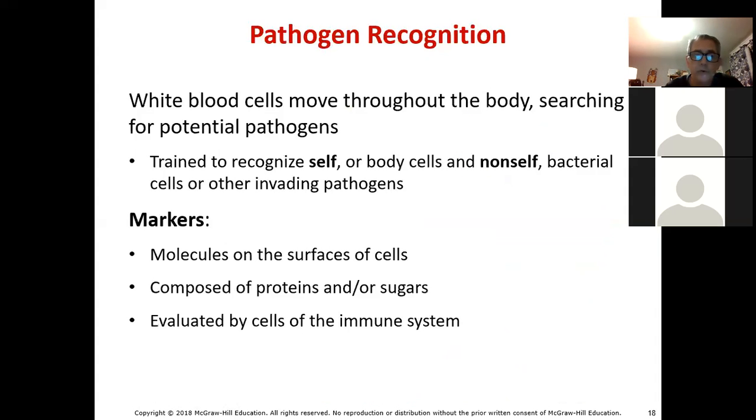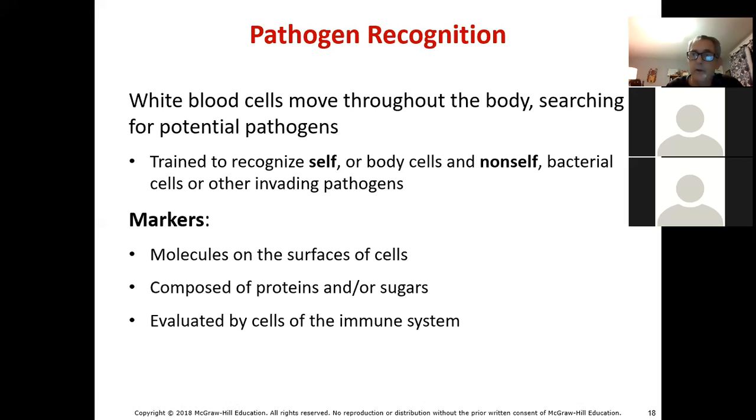Okay, thank you. Sure. So back to these markers, the molecules on the surface of cells, they're composed of proteins and or sugars, and the immune system evaluates them. In other words, it makes a determination: are they self or non-self? We usually think of antigens as being like the bacteria and the viruses, with self-antigens being markers on our cells that the immune system recognizes as self.